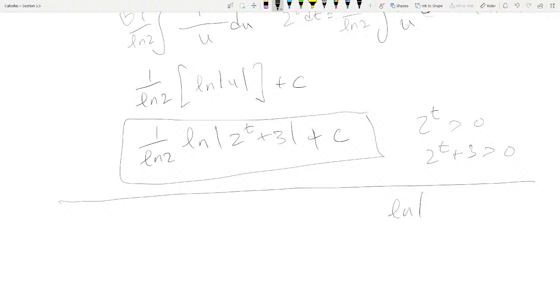So ln of 2 to the t plus 3 is actually equal to ln of parentheses 2 to the t plus 3. And then what happens here is you get the problem all right, and you have your absolute values, and you're all proud of yourself that you remembered that. And then you go to the back of the book and you look at it, and it doesn't have absolute value bars, and you go, oh, is that a typo? What's going on here? Did I get it wrong?